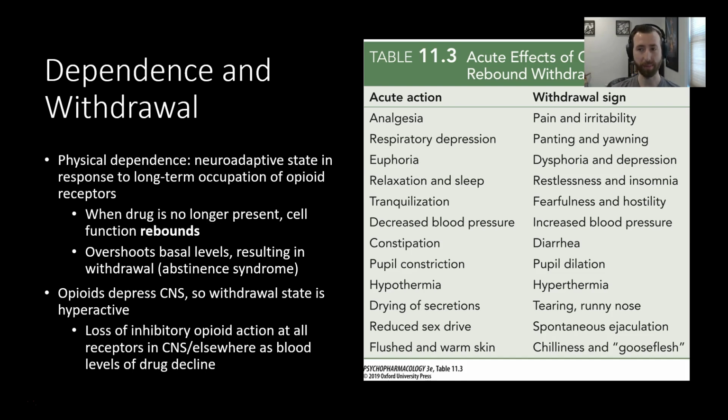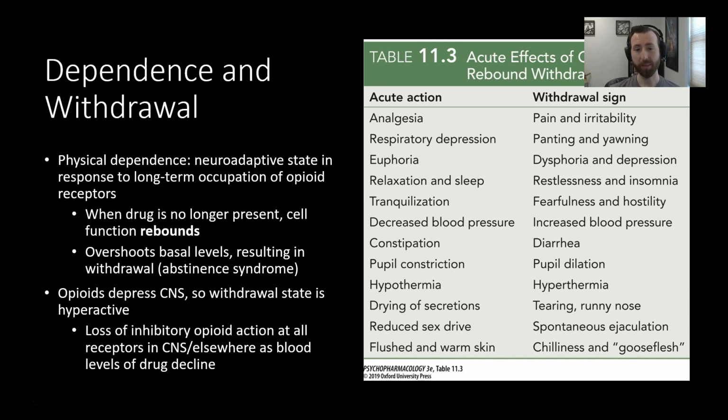So physical dependence is this neuroadaptive state in response to the long-term occupation of opioid receptors. When I say neuroadaptive, I don't mean adaptive in the sense that it's a good thing that promotes your survival. I mean it's adaptive in that the neurons adapt to the changes that you are subjecting them to. So when a drug is no longer present, the cell shows a functional rebound where it sort of overshoots its basal levels and starts sort of doing the opposite of that withdrawal state. And that might not make a lot of sense right now, but we'll show it a couple of different ways.